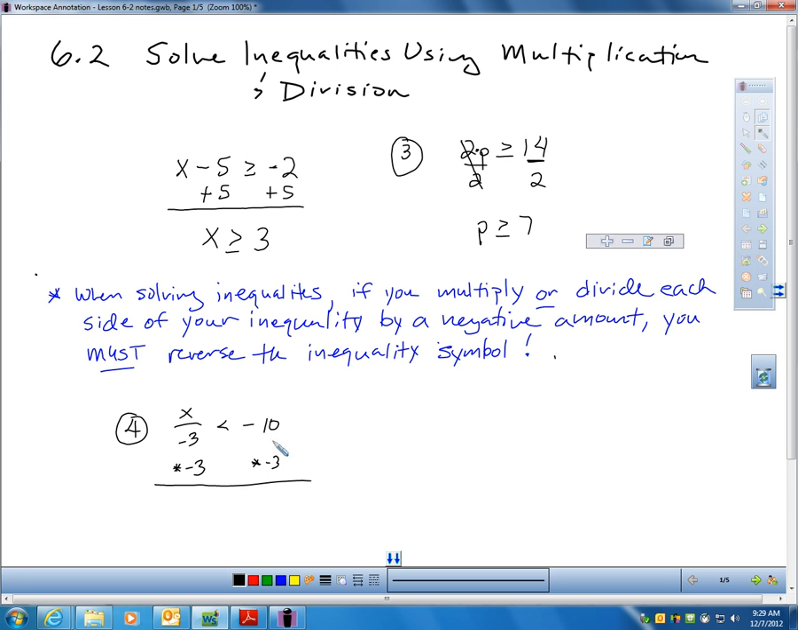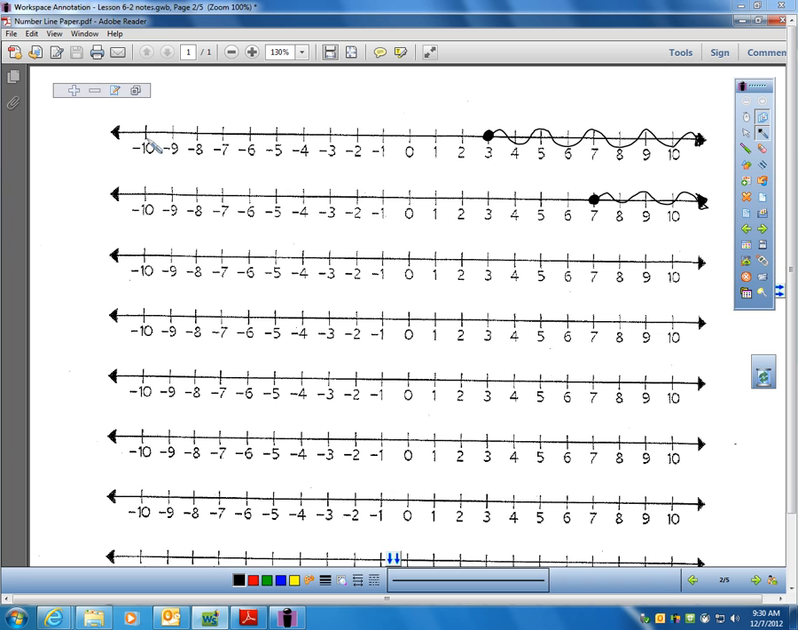Now, since you're multiplying each side of an inequality by a negative amount, you must flip that inequality. What I wrote here, I'm showing you right here. Since I multiplied each side of my inequality by a negative amount, I must flip the inequality symbol. Going back to my work, these cancel, I get x, and negative 10 times negative 3 is 30. I must use x values greater than 30 to make this a true statement. So now I'm going to graph that. I'll change my scale here.